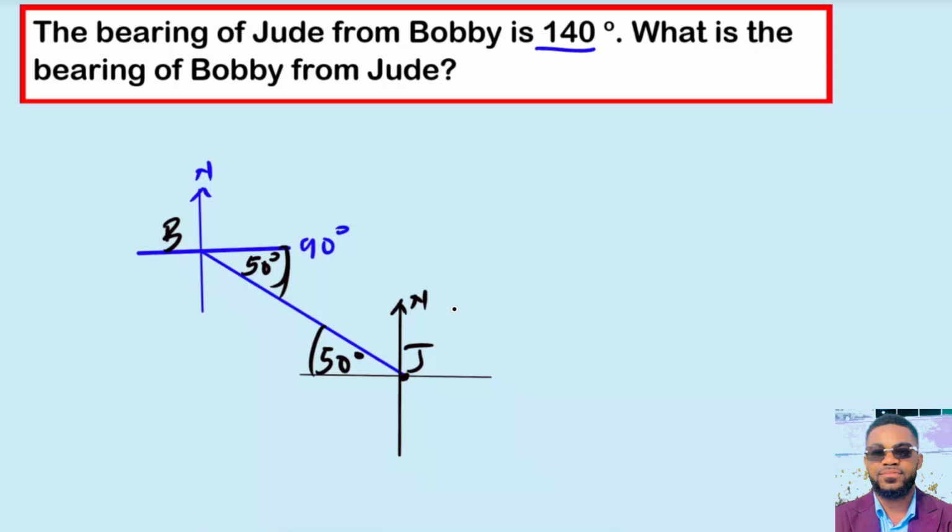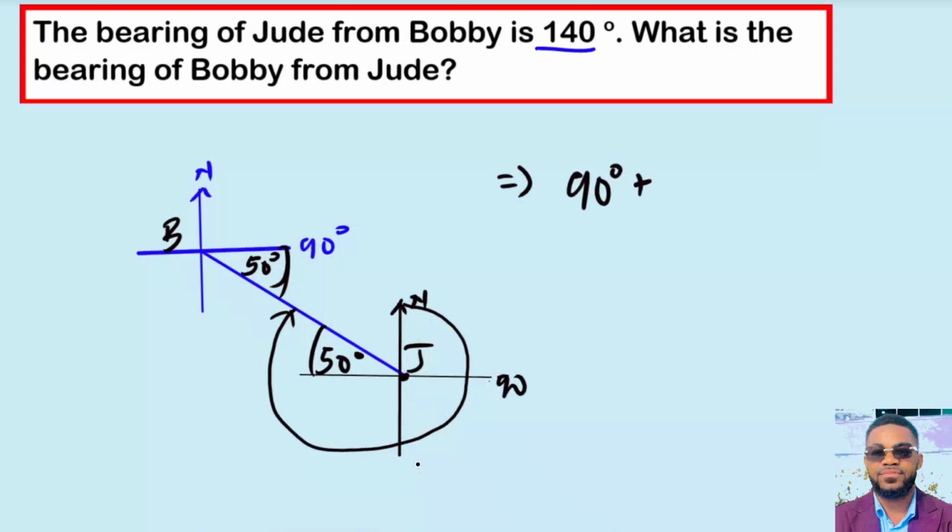At this point, we are almost done. We have to get the bearing of Bobby from Jude. How do we do that? We just take the clockwise direction and calculate all the angles that we cover from the north up to this point. From the north to this point, we have 90 degrees, plus another 90, plus another 90 from this point, and finally 50 degrees.